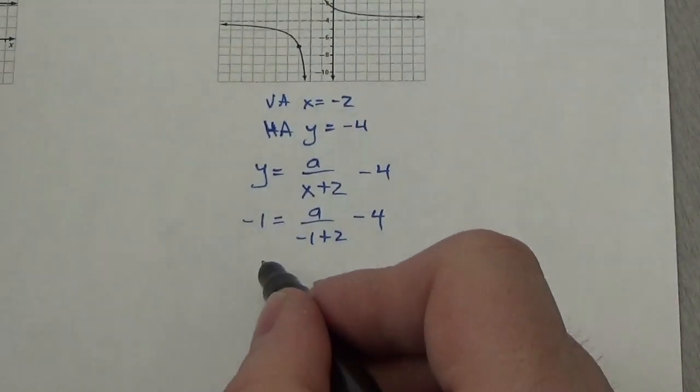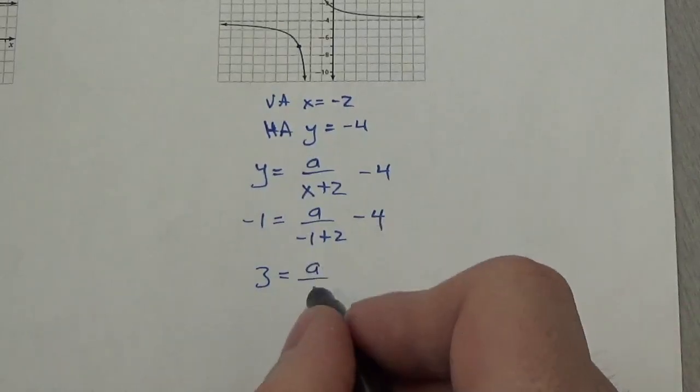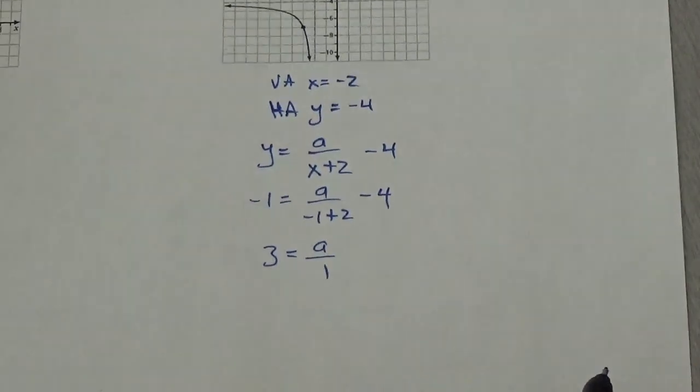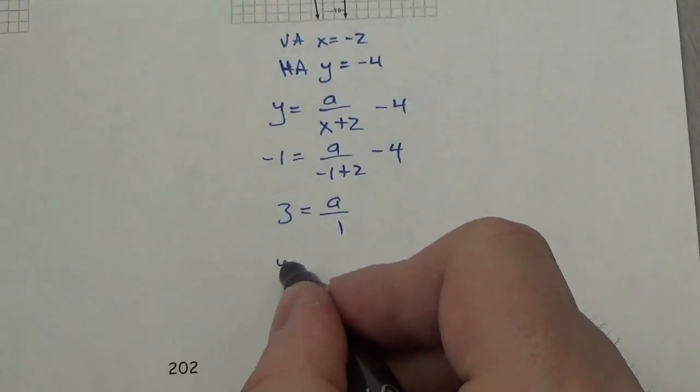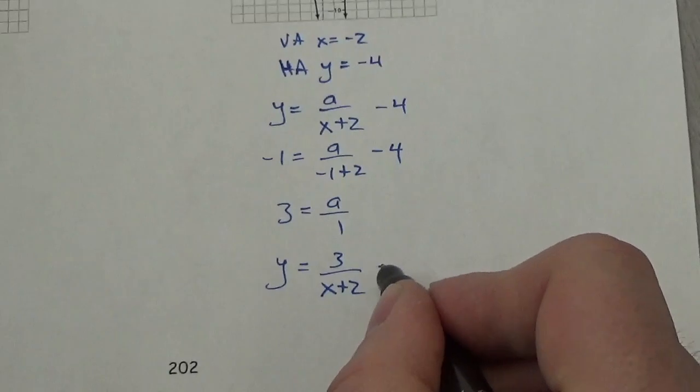Bring that over, and I will get 4 minus 1 is going to be 3, which is equal to a over 1. So a is equal to 3. Well, that's easy. So that means my equation is y is equal to 3 over x plus 2, minus 4.